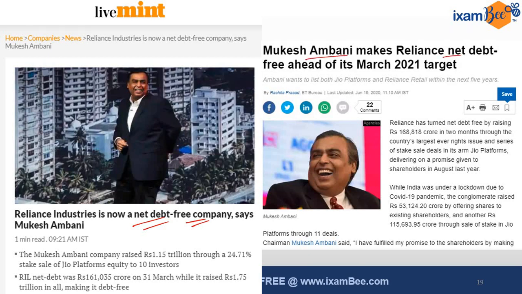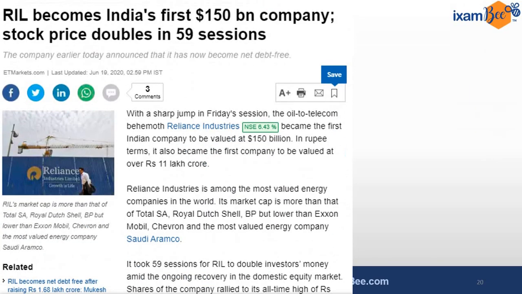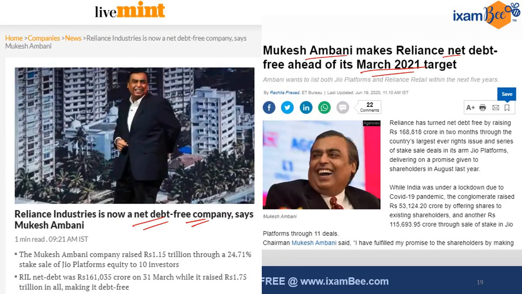Mukesh Ambani makes Reliance debt-free before the March 2021 target. And all this has happened in 59 sessions. It's a $150 billion company now. RIL has raised 1,68,000 crore rupees in the last 2 months through the country's largest rights issue.